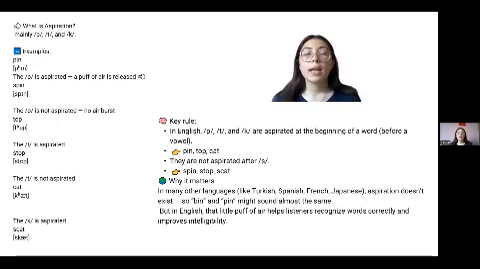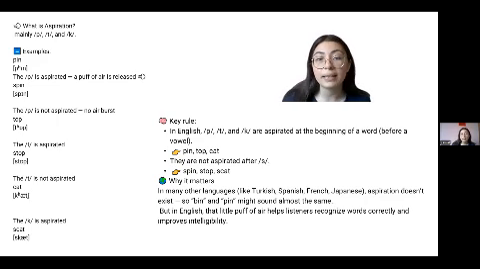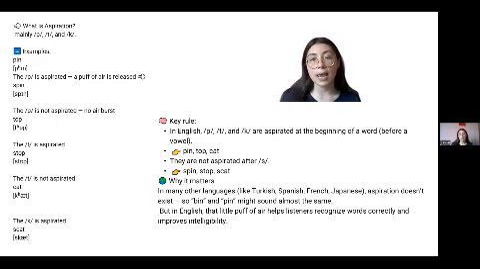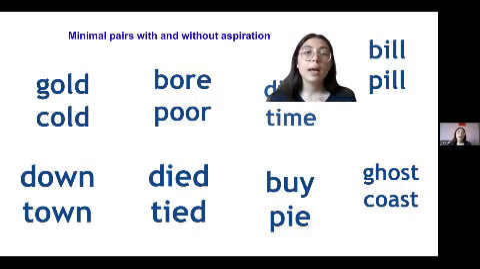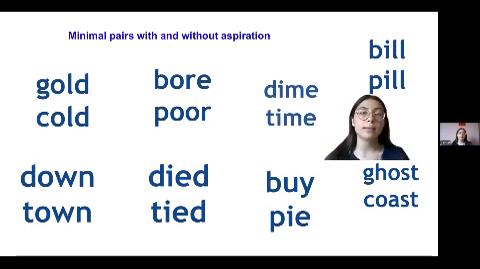In our language and in many other languages such as Turkish, Spanish, French, Japanese, aspiration doesn't exist, so bin and pin might sound almost the same in these languages. But in English, that little puff of air helps listeners recognize words correctly and improves intelligibility. Now, some examples. As I said, examples are so important in this presentation.